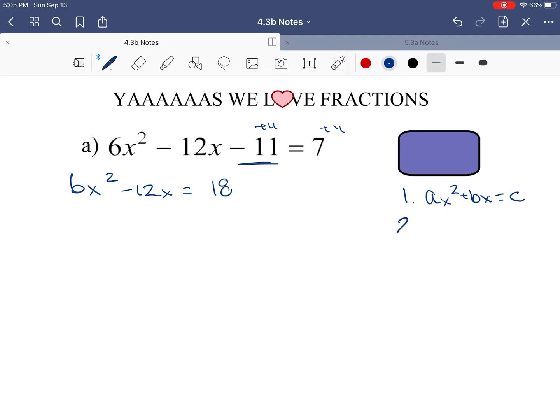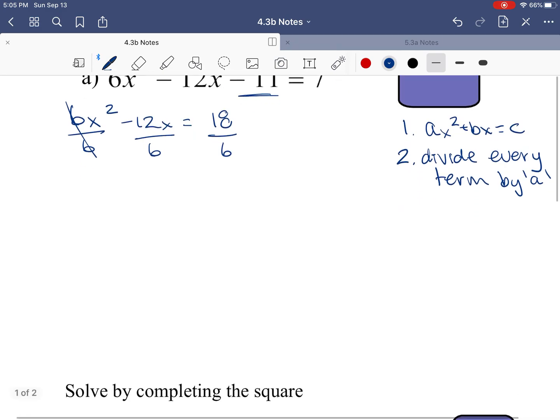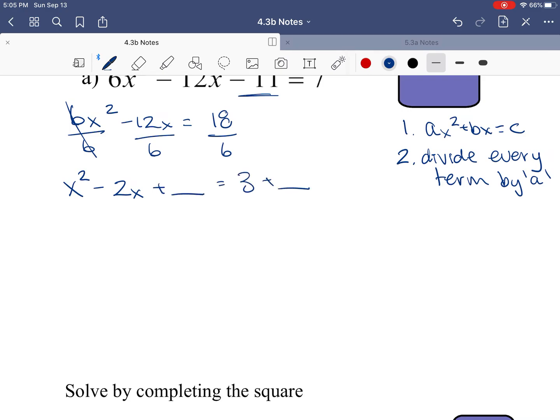The only brand new step is you are going to divide every term by a. The reason we're doing this is it's going to force a to be 1. So I'm going to divide every single term by 6. My first one reduces to be 1, and I'm left with x squared minus 2x. Now I'm going to put in my blanks is equal to 3. And from this point on, it's the same step.